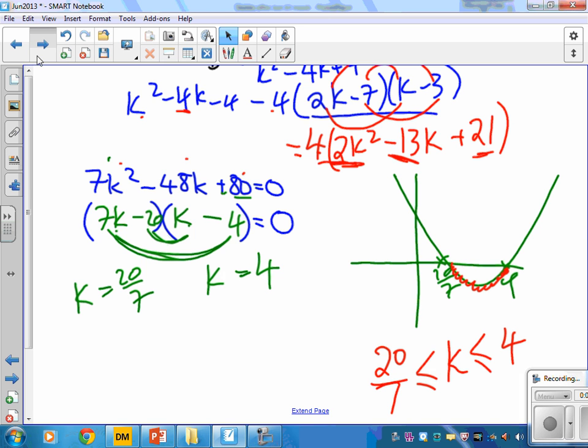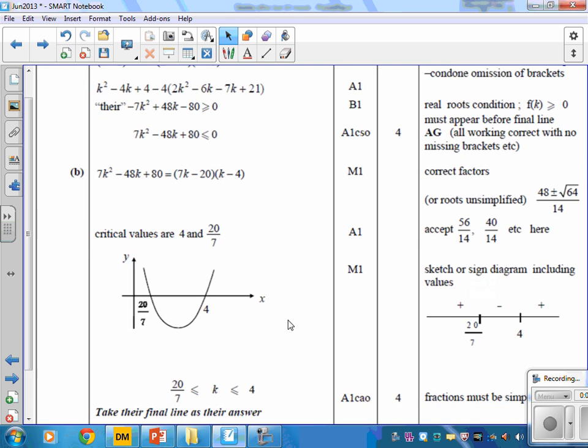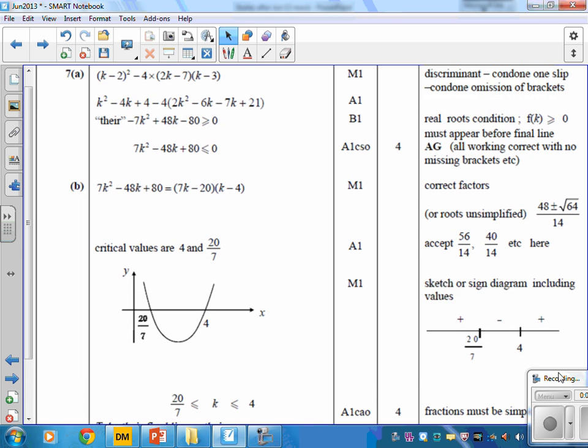The mark scheme's here. Push pause if you want to see it. And that's the last one.